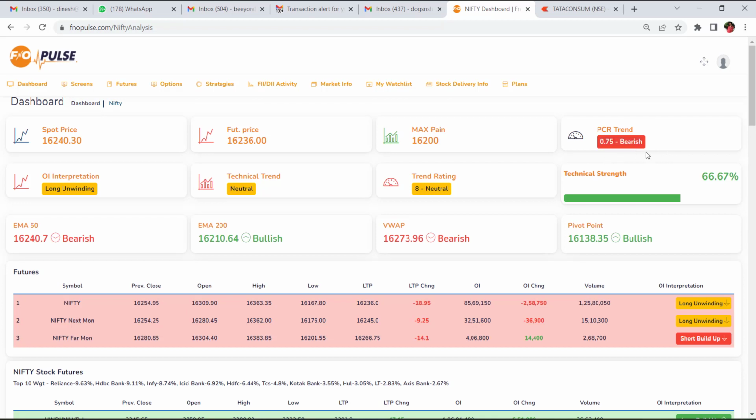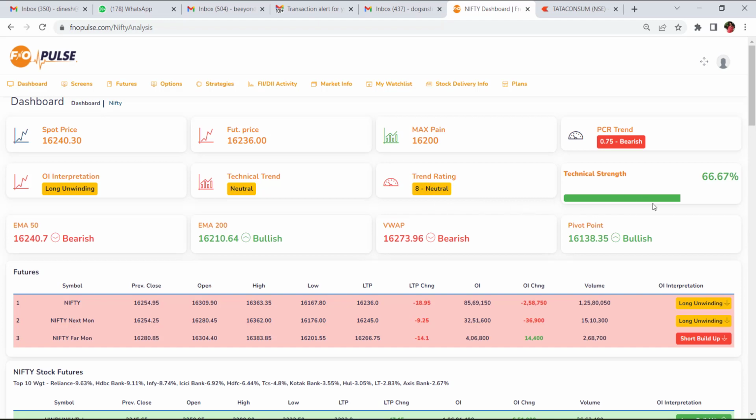That means the trend is bullish, bearish or neutral. There are three states, and the trend rating is computed with 12 parameters. If 8 out of 12 parameters are neutral, it shows as neutral. If it is in the reverse direction, bearish or bullish, it will show 8 bearish, 8 neutral, 12 bearish, 12 bullish, like that. That is how the technical trend rating is shown here.